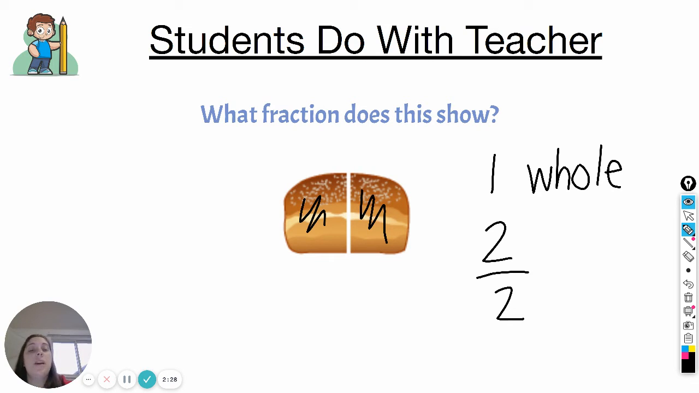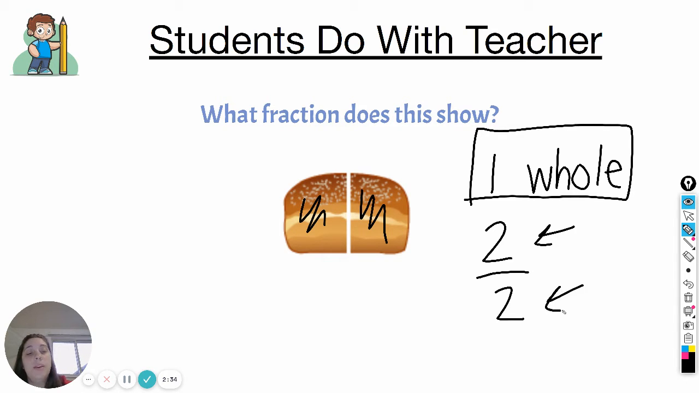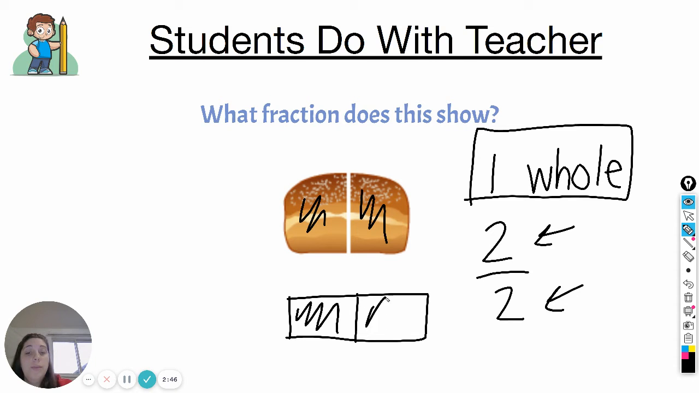So you'll notice that when we have one whole, the numerator and the denominator are the same. Okay, if you look at your fraction strip that has 2 pieces, if you have 2 out of the 2 pieces, you have the whole strip. Okay, so that's how you get one whole.